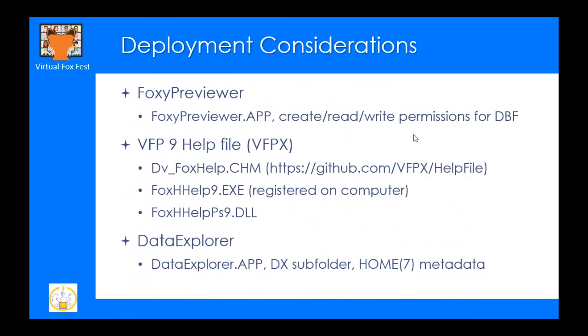Foxy Previewer needs foxypreviewer.app. You also need the permissions to be able to create the DBF and to read and write from it, of course, for the settings. The VFP9 help file is just the CHM file that's downloaded from VFPX. You have the two help runtimes if you want to register them and have F1 key access to the help file, but not necessary with the shortcut.